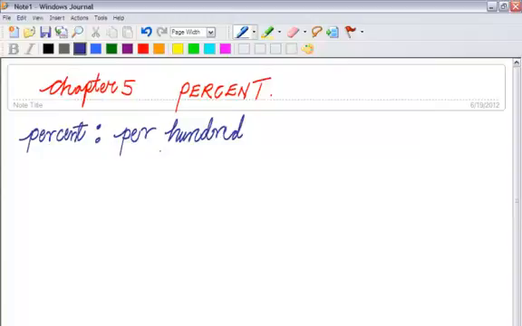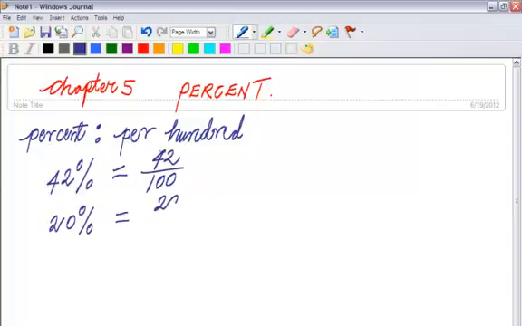So when I write 42%, what I'm saying is it's 42/100. Okay. When I say 42%, I mean 42/100. Another example, if I write 20%, what I mean is the fraction 20/100.